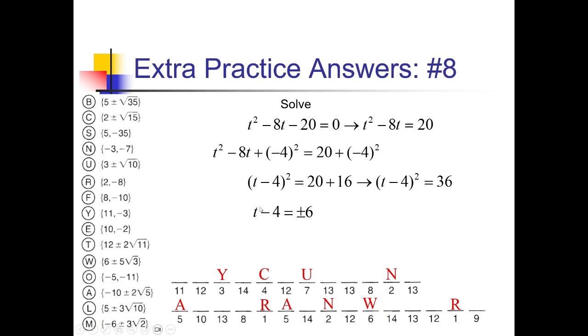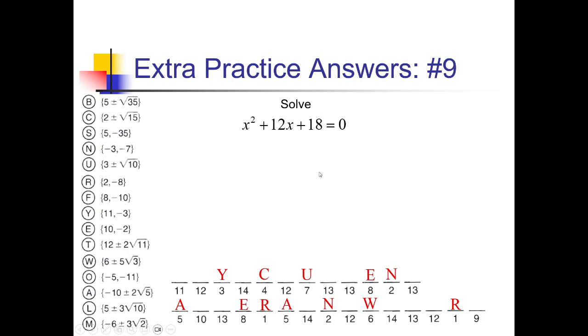Now let me add the 4 over to the other side. 4 plus 6 would be 10. 4 minus 6 is going to give my other answer of negative 2. So 10 and negative 2, that's an E right there. That's going on spot 8. So there's an 8 right there, and another 8 over here, and I think that's it for 8s.